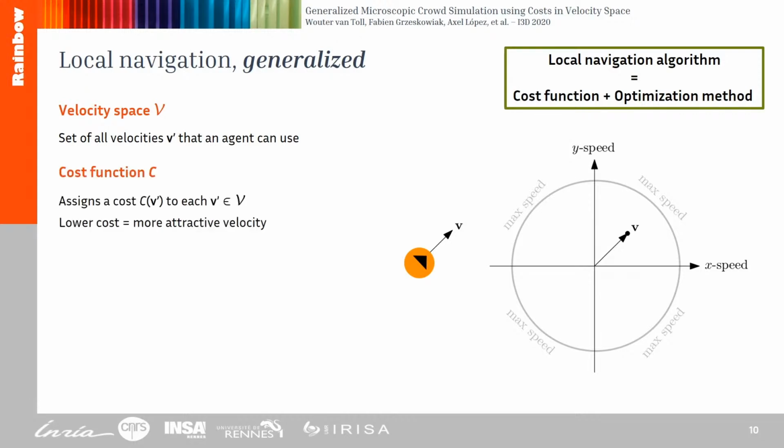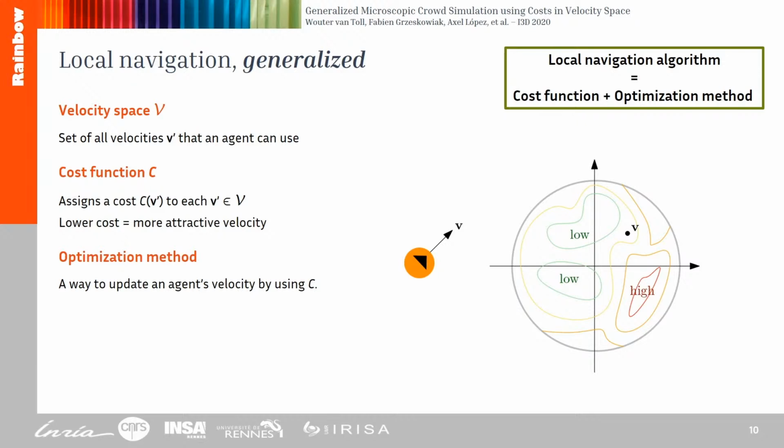Next up, a cost function is a function that assigns a scalar cost to any velocity inside this circle, where a lower cost means that the velocity is more attractive to use. For example, attractive velocities would be those that take the agent to the goal without causing collisions. So this gives us a scalar field which assigns a cost to any velocity inside this disk. So you will have a disk-shaped area with low cost and high cost parts.